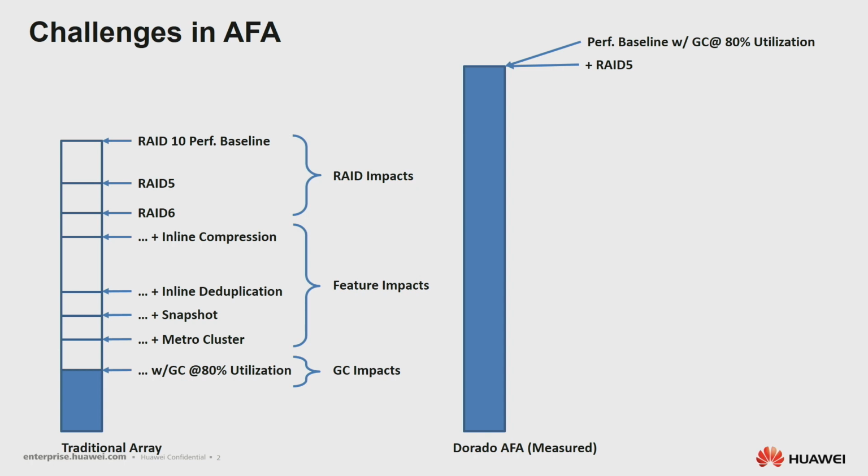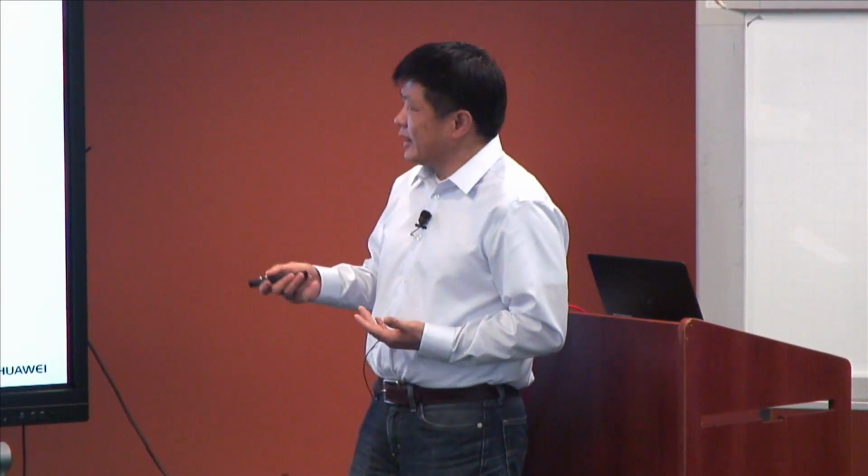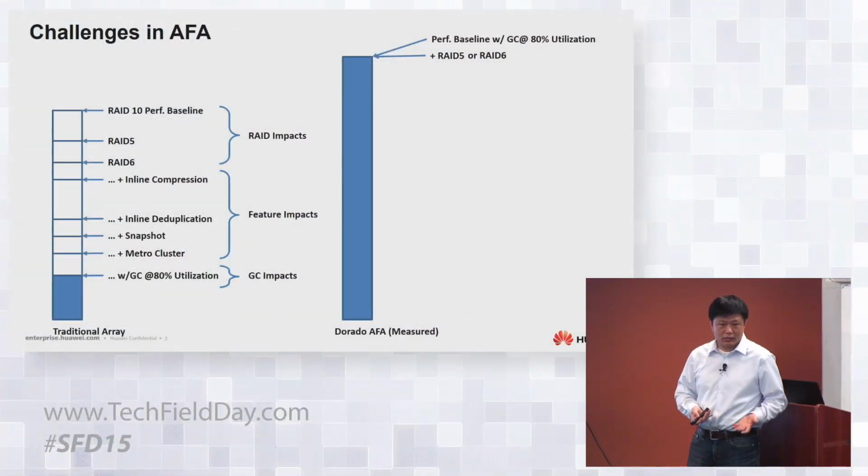So our baseline is with 80% space utilization and with GC kicked in. So what's GC? Garbage collection. That means the SSD internal GC. We're also using read direct on write so that we don't suffer any performance loss with RAID 5, RAID 6, or RAID TP. TP stands for triple parity.